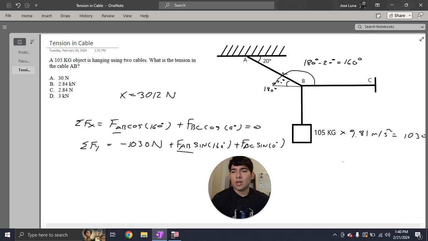And then if we look at our multiple choice, our answer is D, because this is more or less equal to 3 kilonewtons, because 1 kilonewton is equal to 1,000 newtons. So our answer is D. So yeah, that was a pretty straightforward statics problem.